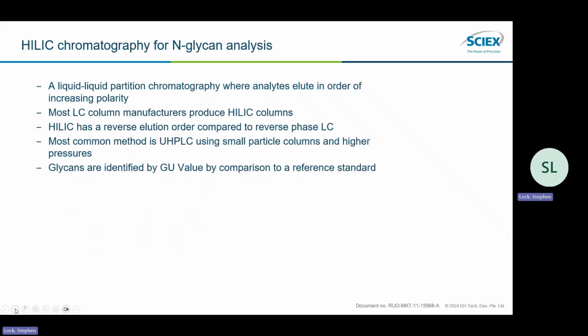And most LC column manufacturers, for example, Phenomenex, will produce HILIC columns. And most current HILIC columns use small particles in their columns and higher pressures because these produce better resolution and can also be applied to make the analysis faster. And after you run the analysis and you get your chromatogram, then your glycans are identified by the GU value by comparison to a reference standard. And GU stands for glucose unit.